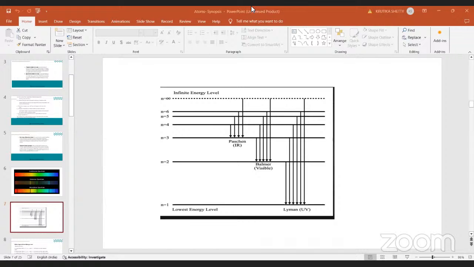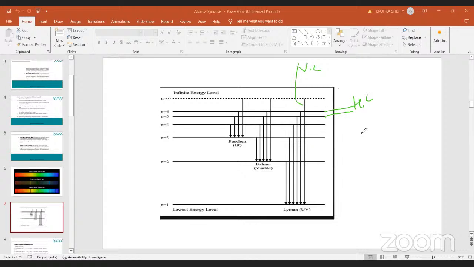So what is an energy level diagram? It is a diagram in which you can see horizontal lines and also vertical lines. The horizontal lines represent the energy levels, and the vertical lines represent the transition of electrons from a higher energy level to a lower energy level.